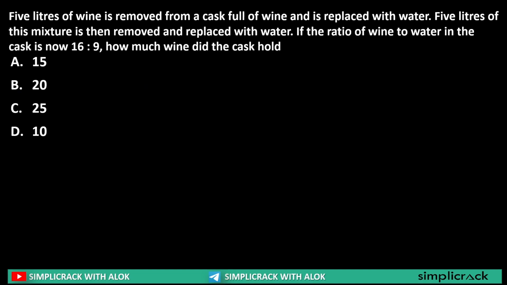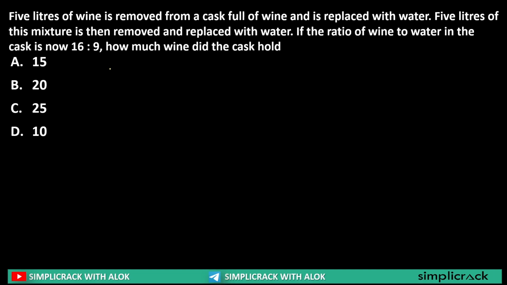Sir, 5 liters of wine is removed. See, mixture and allegation. How important a question this is, you need to understand. 5 liters of wine is removed from a cask full of wine and it is replaced with water. 5 liters of this mixture was then removed and replaced with water. The ratio of wine to water in this cask is 16 to 9 now. First thing, the whole operation was done how many times? Twice. Okay. So you need to understand this.